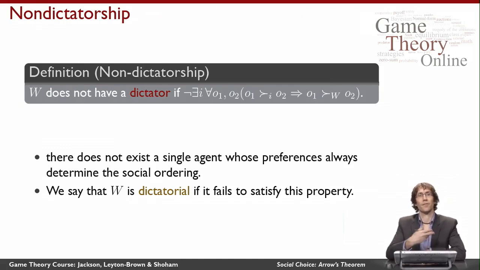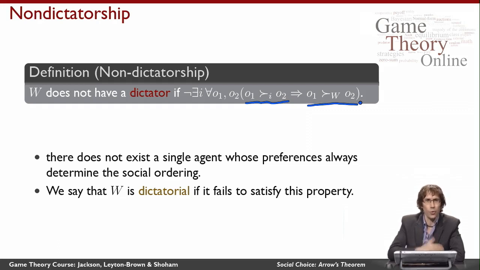Finally, I'll define non-dictatorship as follows. I'll say that a social welfare function does not have a dictator if there does not exist some agent I for whom the following property is true. For all outcomes O1 and O2, if agent I likes O1 better than O2, then it must be that the social welfare function also likes O1 better than O2. So in other words, a dictator is somebody who simply determines the social welfare function.